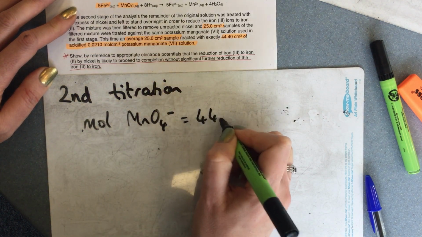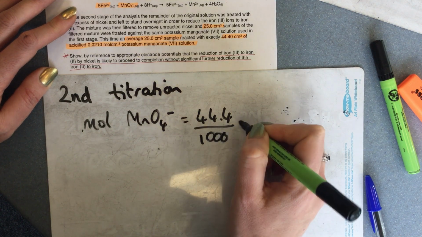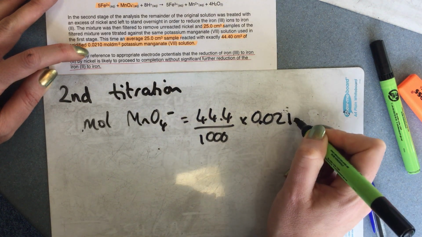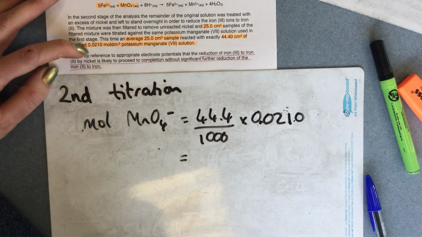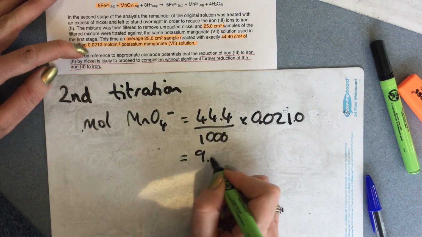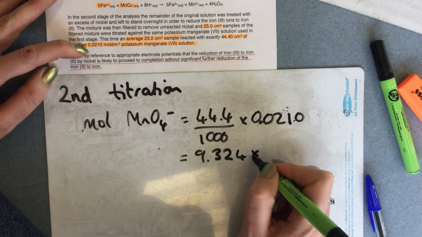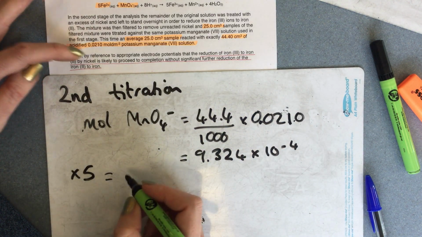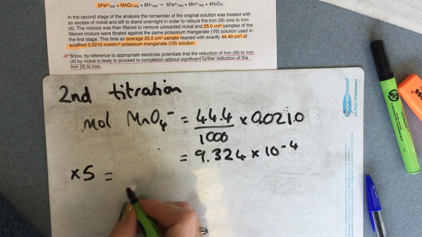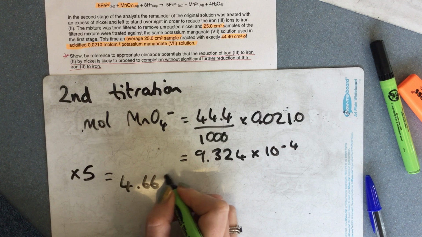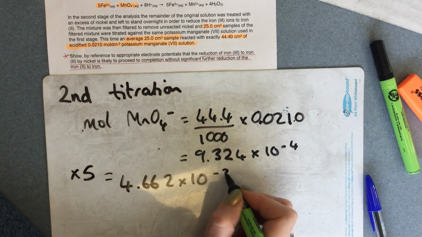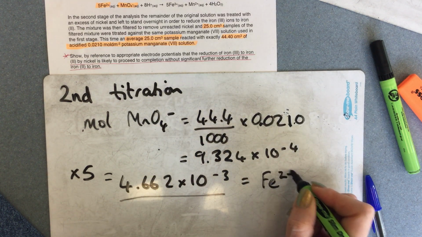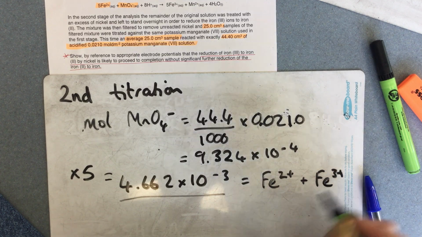I'm going to work out my moles of manganate. This time it's 44.4 over 1,000 times 0.0210, and my moles of manganate there is 9.324 times 10 to the minus 4. Same thing again, times it by 5 to get my moles of Fe2+ that are in this mixture, and it's 4.662 times 10 to the minus 3. Now what that equals is my Fe2+ plus my Fe3+.